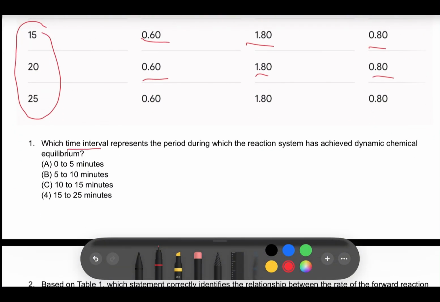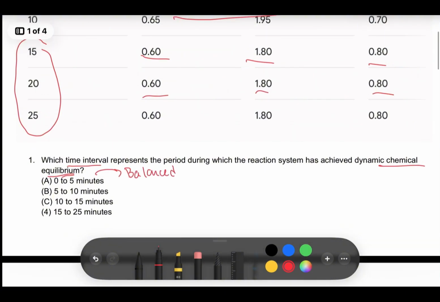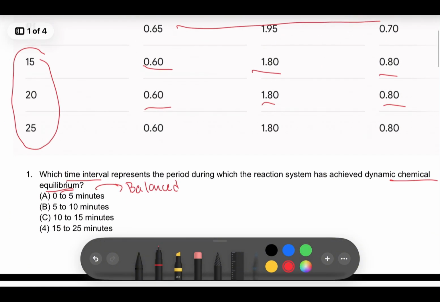Which time interval represents the period during which the reaction system has achieved dynamic chemical equilibrium? Again, at equilibrium, everything is balanced. As we noted here, from 15 minutes to 25 minutes, we can see that the concentrations are staying constant, so they've reached a balance. That's chemical equilibrium.